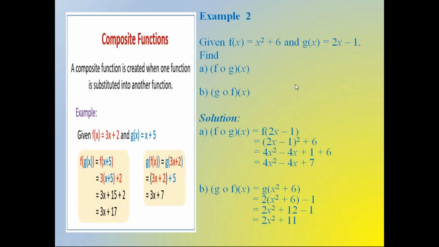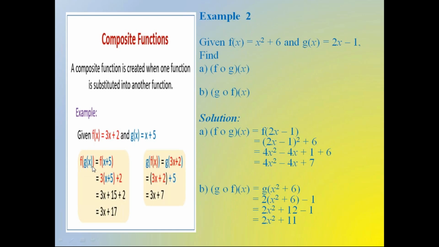Now, this is example 2 for the composite function. A composite function is created when one function is substituted into another function by the problem-solving method. In the previous example, we saw the mapping between the elements, but this is the algebraic method of solving the composite function. If f of x equal to 3x plus 2 and g of x equal to x plus 5, we have to find f of g of x and g of f of x.